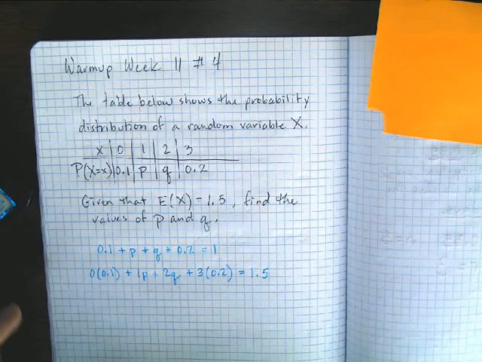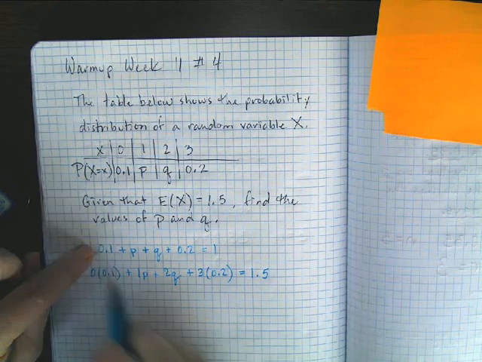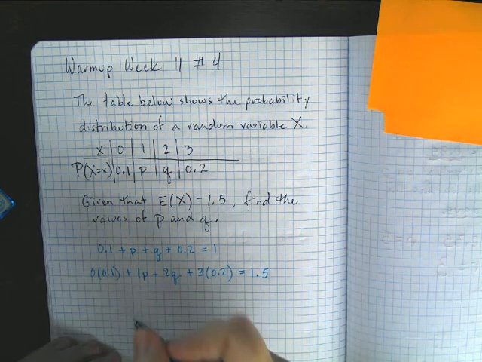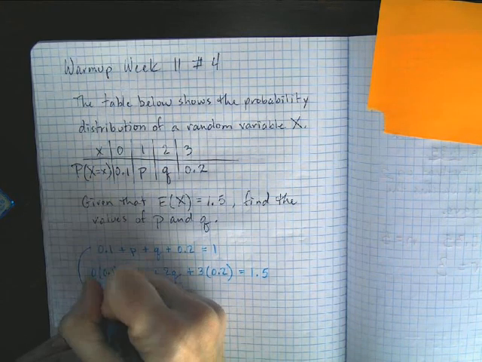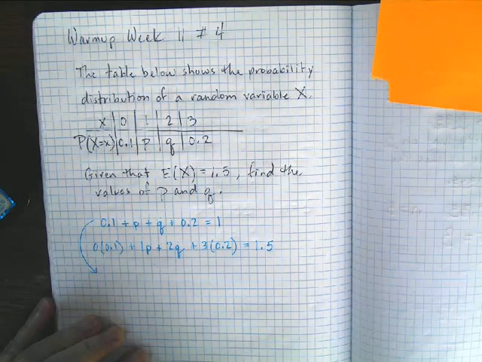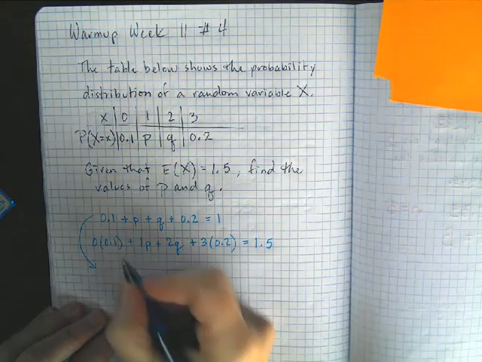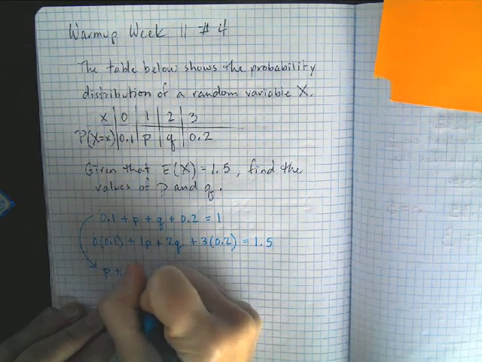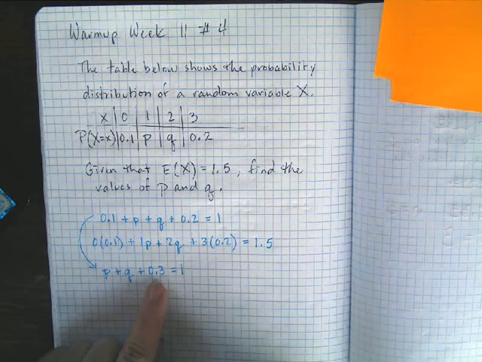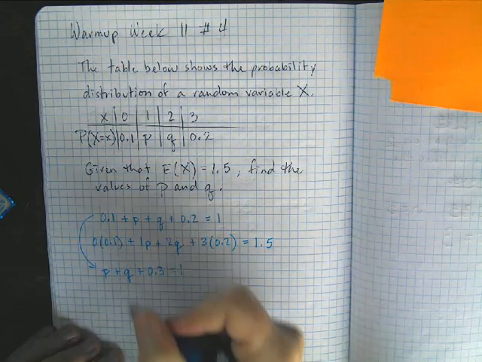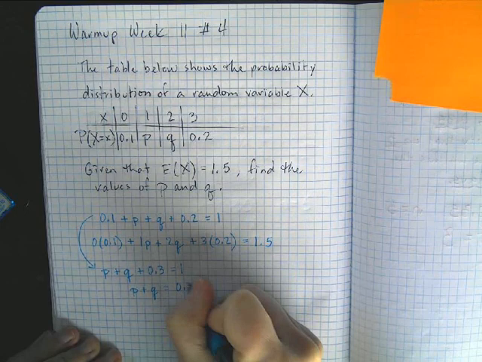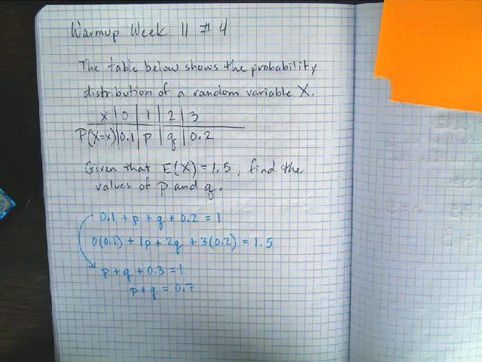Okay, so I can combine like terms on both of these. Let's go back to the first one. 0.1 plus 0.2 is 0.3. Sorry, I'm not being very organized here. I did not do this ahead of time. I'm doing it live in front of you. So I have p plus q plus 0.3 is equal to 1. I can subtract 0.3 from both sides and get p plus q is equal to 0.7. 1 minus 0.3 is 0.7.